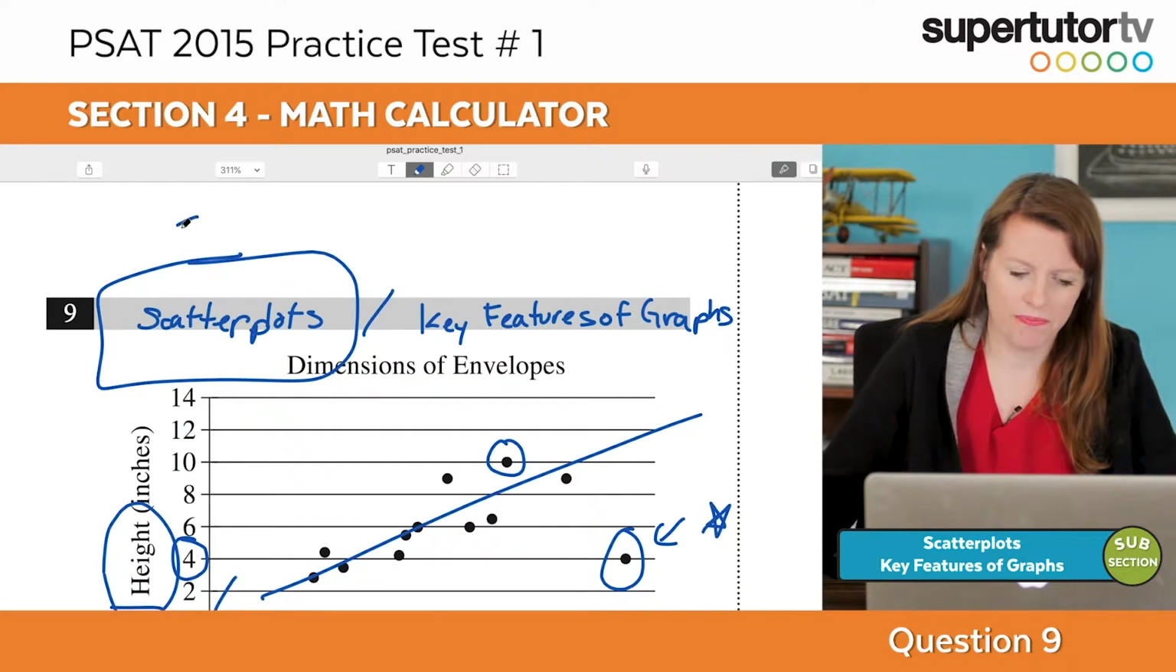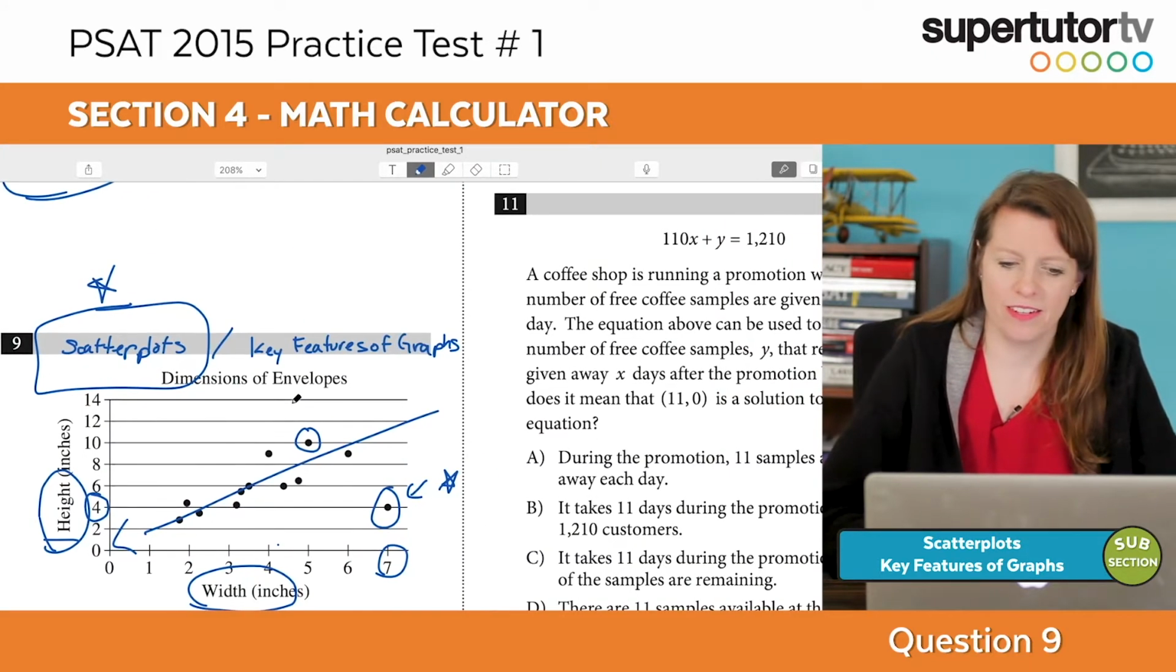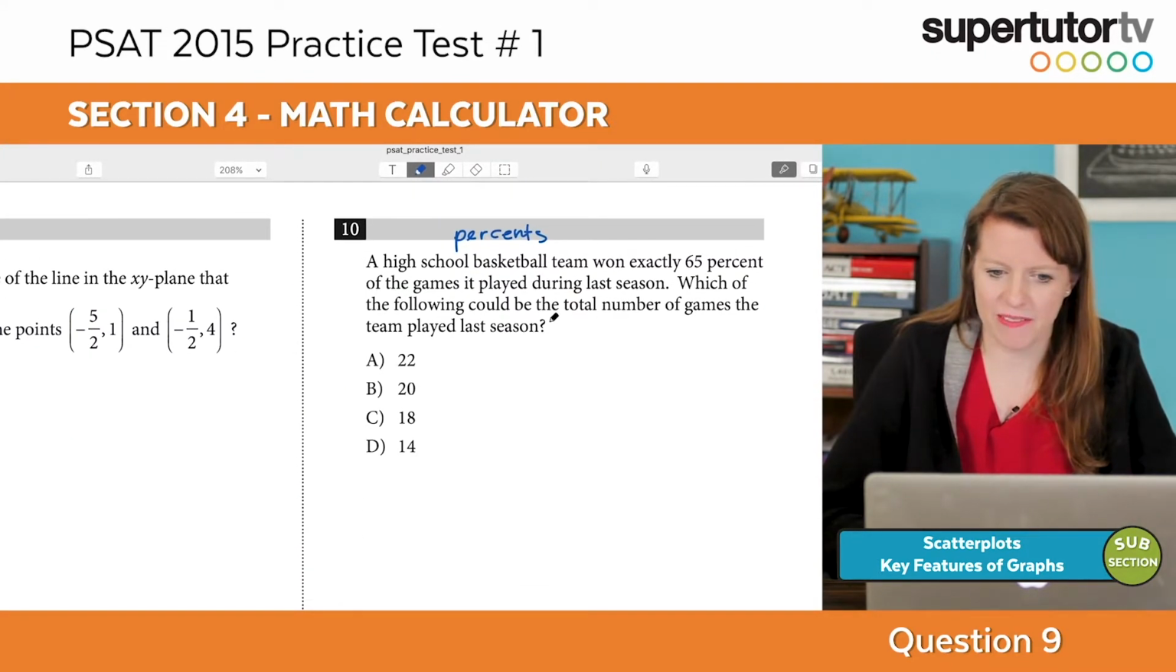This is number one. This is where we should send you for scatter plots. So go try some scatter plot problems if you missed that.